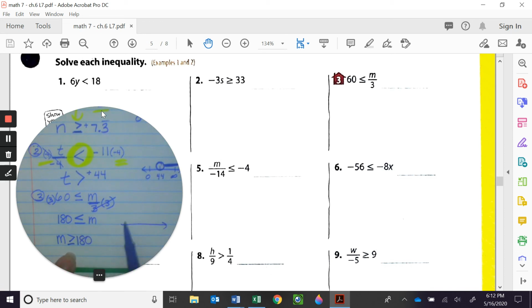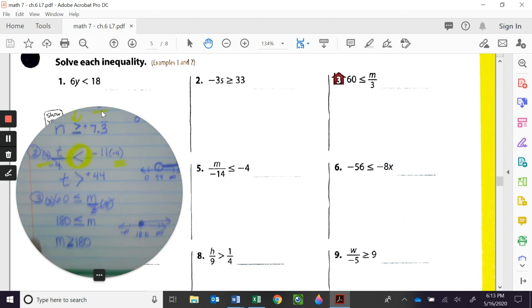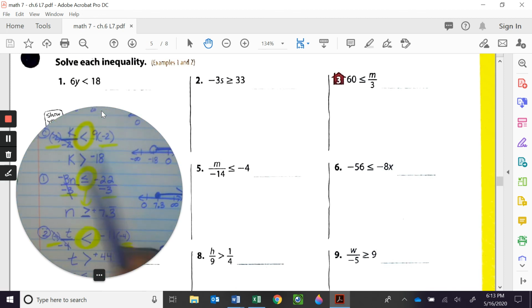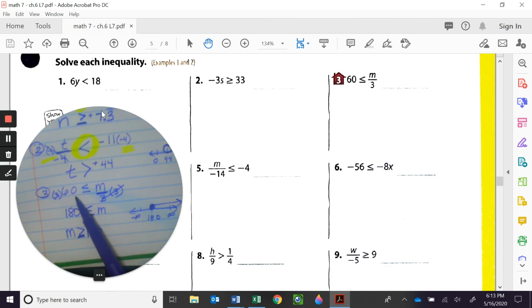So we graph that. Negative infinity is to your left, positive infinity is to your right. We have a closed circle because it's equal to, and m is greater, so we got to go bigger. Okay, so make sure that if you're dealing with negatives, you flip that inequality. If you're not, don't worry about it and move that variable to the beginning.